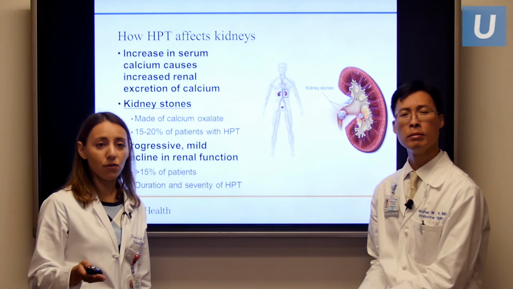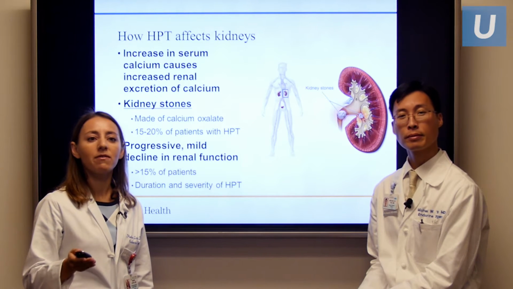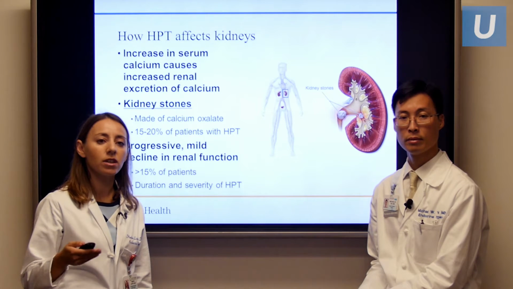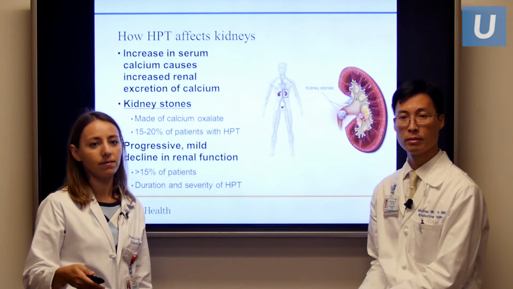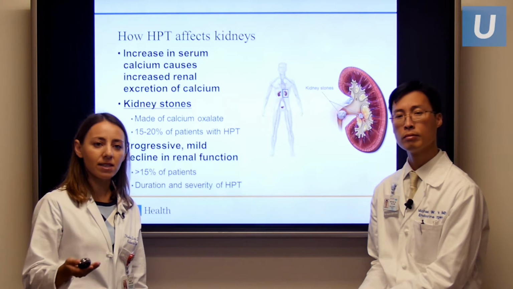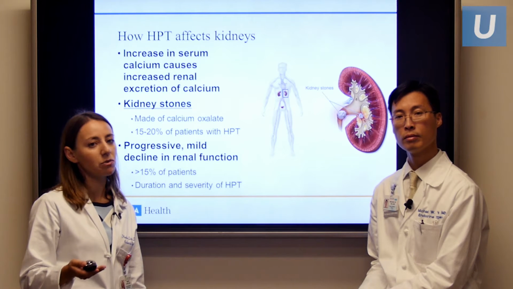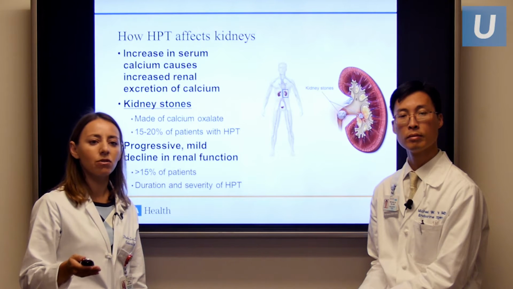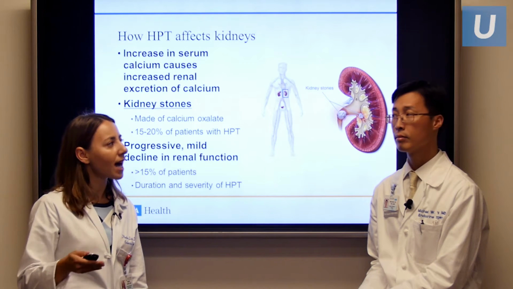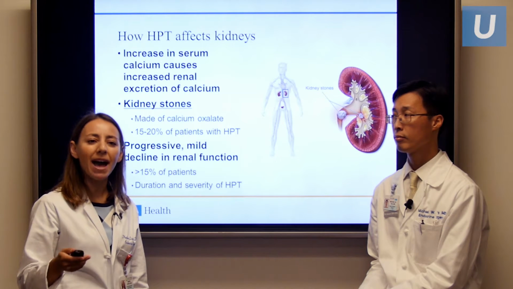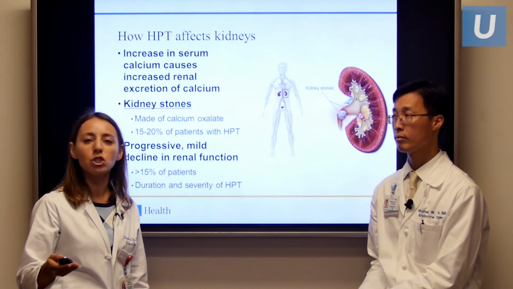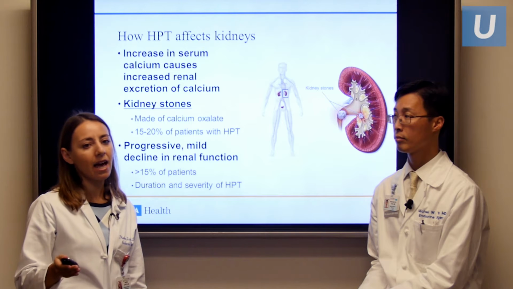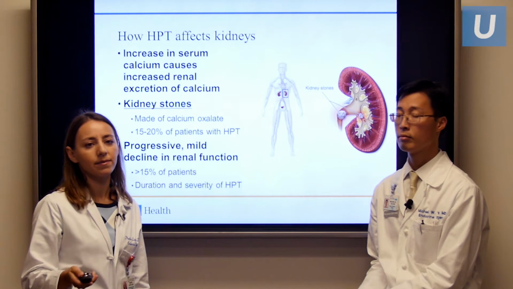So let's talk about the kidneys first. How does hyperparathyroidism affect the kidneys? It causes an increase in your blood calcium level, which causes then increased excretion of the calcium through your kidneys into your urine. And a lot of kidney stones are made out of calcium. So up to 15 to 20% of patients with hyperparathyroidism will have kidney stones. In addition, even besides kidney stones, if you have hyperparathyroidism for a long time and it's severe, you can get a progressive mild decline in your renal function itself, which would show up in the blood test. Up to 15% of patients will have it, and really the patients that are at risk are those that have this for a long time with severe disease.